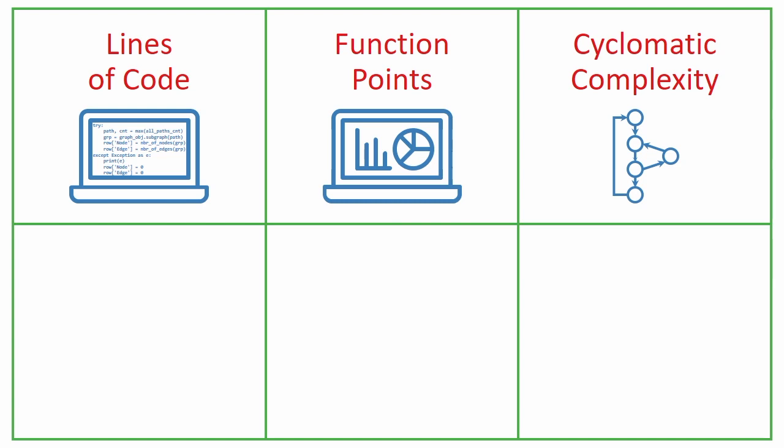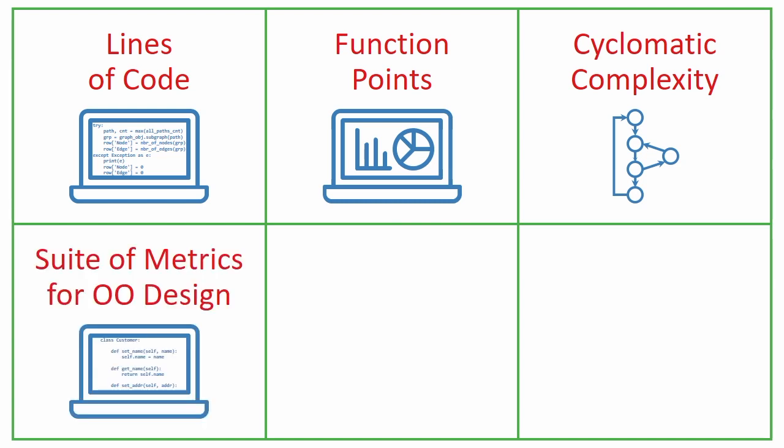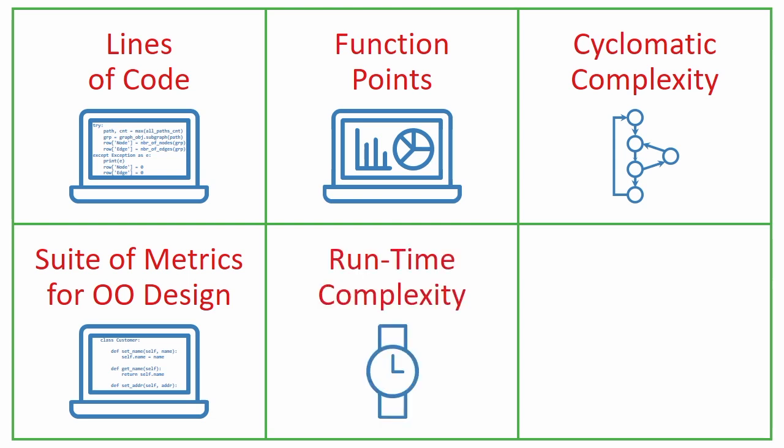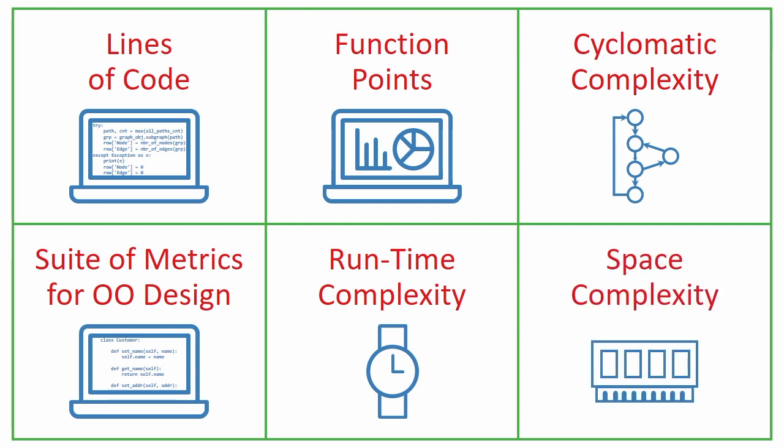its source code. The suite of metrics for OO design measures the complexity of an object-oriented program based on its classes and methods. Runtime complexity is used to classify a program's algorithms according to how their runtime grows as input size increases. Space complexity describes how much memory a program uses to process data.